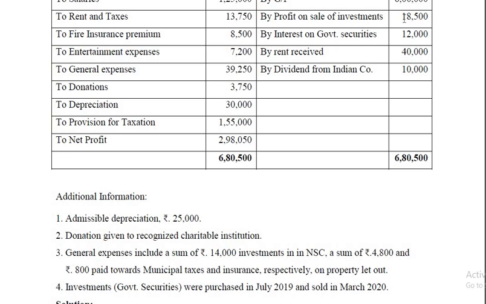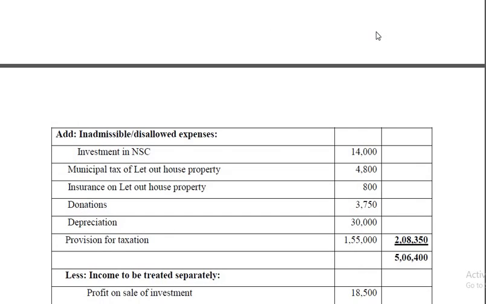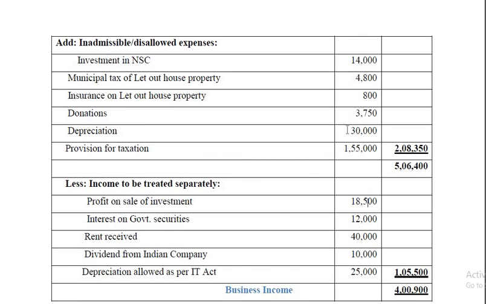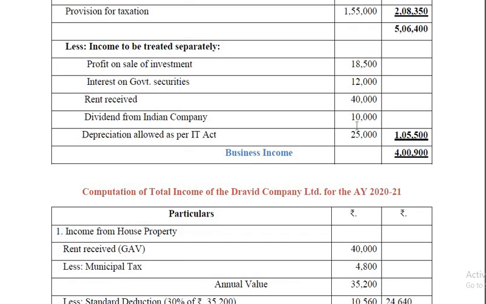Profit on sale of investment, that's on securities, and that is held for a period lesser than 1 year. So it is taken as short-term capital gain. Interest on government securities, that's relating to income from other sources. So not relating to business income, so deduct. Rent received is in respect of house property, not relating to business income, so deduct. Dividend from an Indian company, it is relating to income from other sources, so deduct. Of course, there it is exempt. Depreciation allowed as per the IT Act is 25,000 only, though it is debited to the extent of 30,000. So these are the deductions.